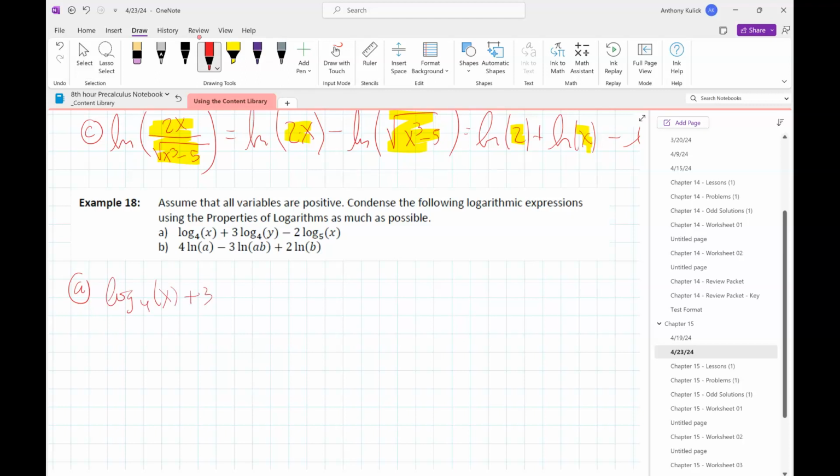So the first thing I look for is power properties. When I look for power properties, I'm looking for coefficients outside the logarithm. I see two of them.